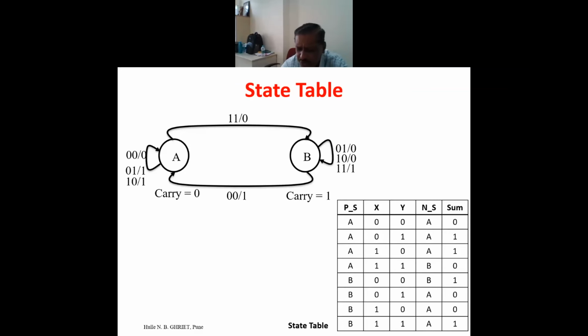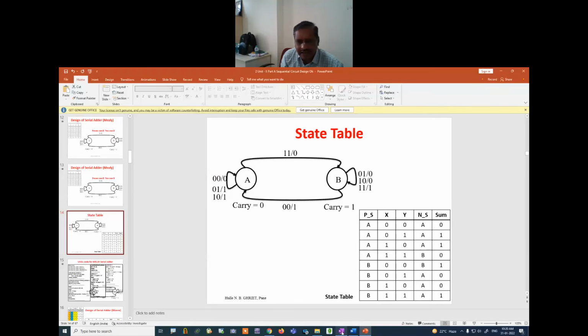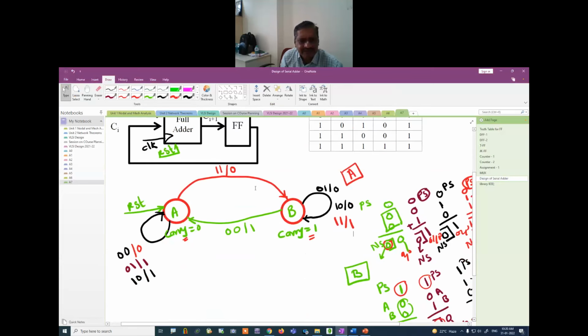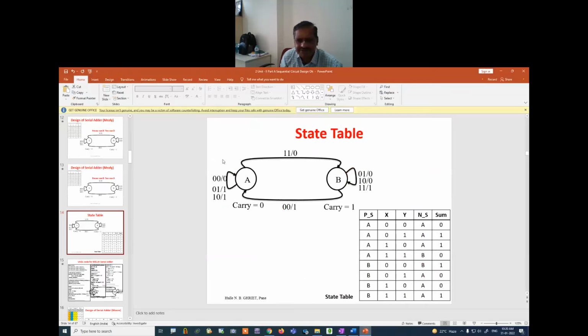If you are able to prepare the state diagram, believe me, writing the VHDL code for that is not the difficult thing. Is it right? Now look at here, how will be the VHDL code for that? First, we have to prepare the black box.